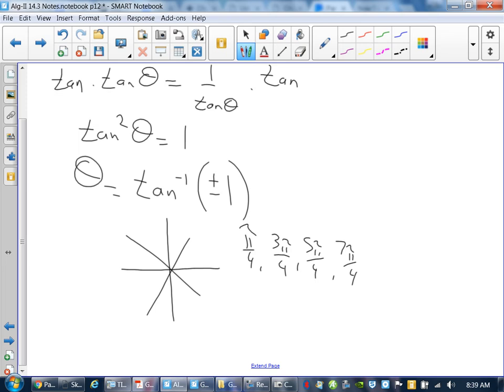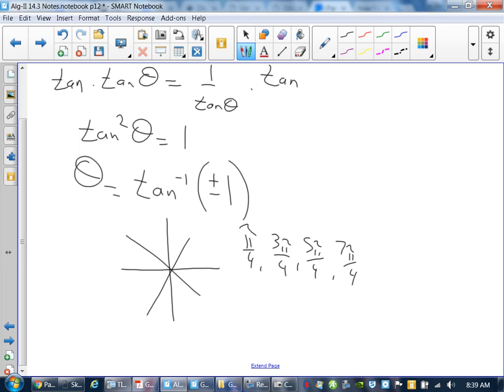Isn't there an easier way? If you think about it, reciprocal properties. We know that tangent of 45 is 1. What's the reciprocal of 1? 1. So that means at 45, tangent and cotangent will always be equal.